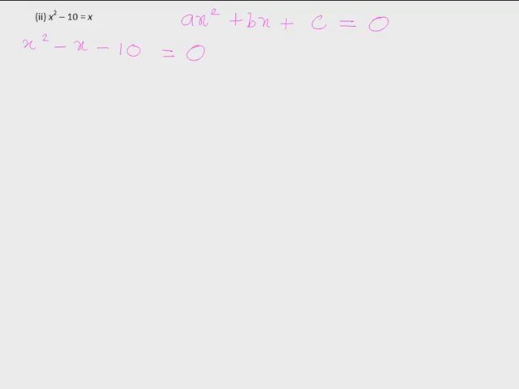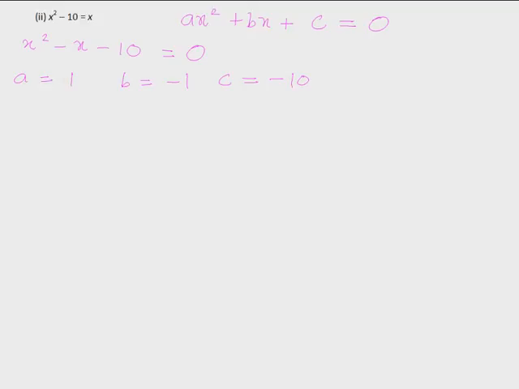Notice that the sum product method won't work because p is minus 10 and the factors of minus 10 are just 1 and 10 and 5 and 2. And none of those combinations add up to minus 1. So here a is equal to 1, b is equal to minus 1 and c is equal to minus 10.